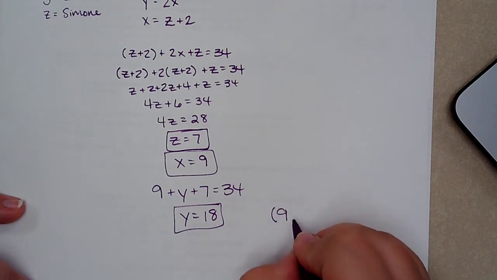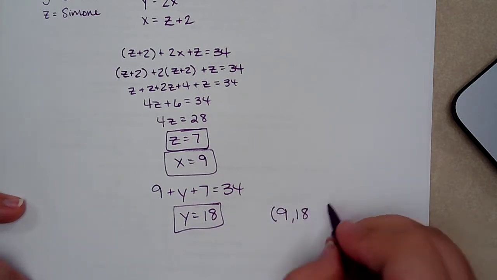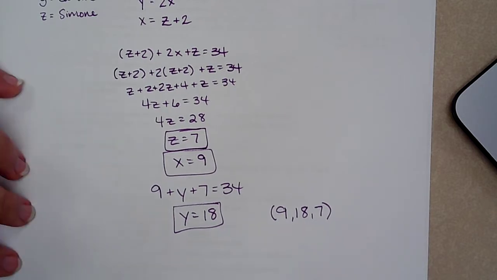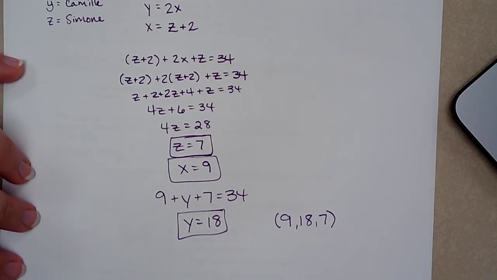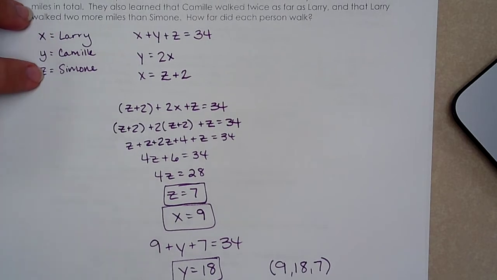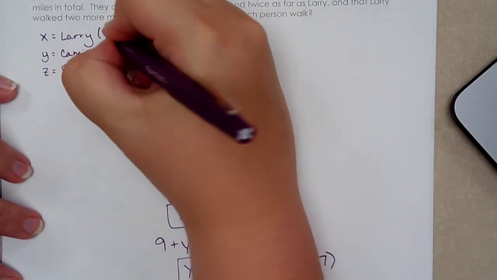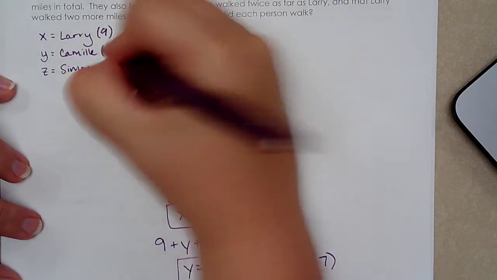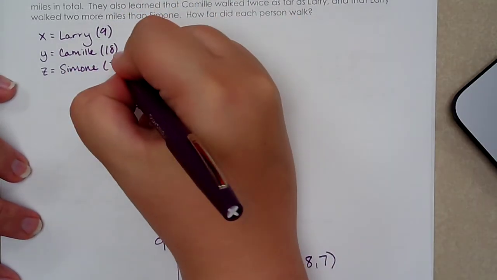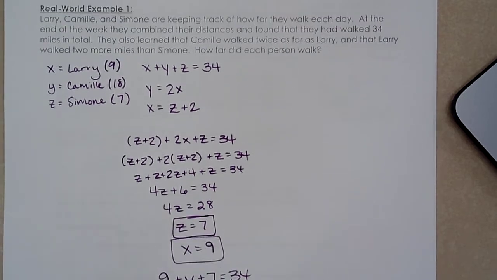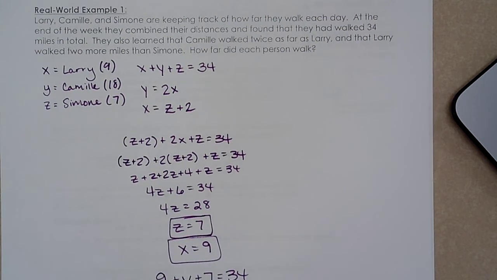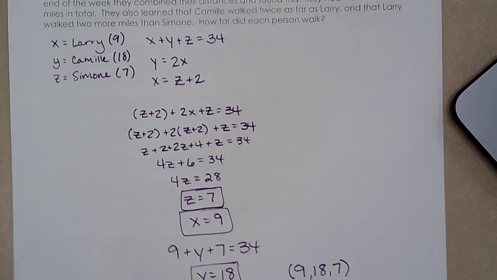Finally, we're going to put them in that coordinate. But if you want, and I usually do in terms of these real world problems, I usually go back up and assign who walked how many miles. So Larry walked 9 miles, Camille walked 18 miles, and Simone walked 7 miles. And if we actually read the problem over and we put those numbers back in, we do find that they work. So there's that one.